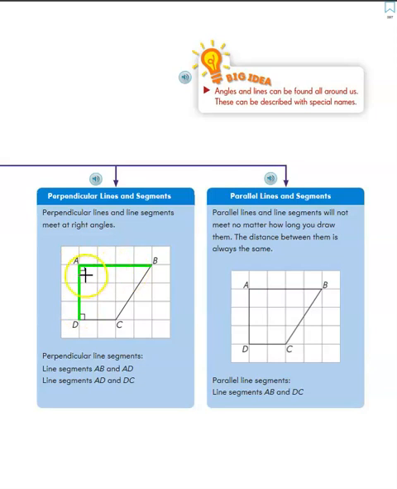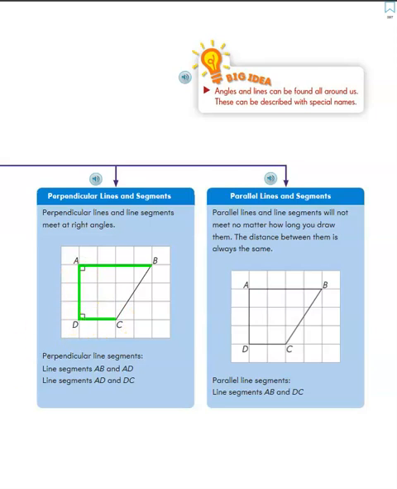Okay, so we can see that line segment AD is also perpendicular to line segment DC because these two line segments also meet right here and form a right angle. So these two line segments are also perpendicular.